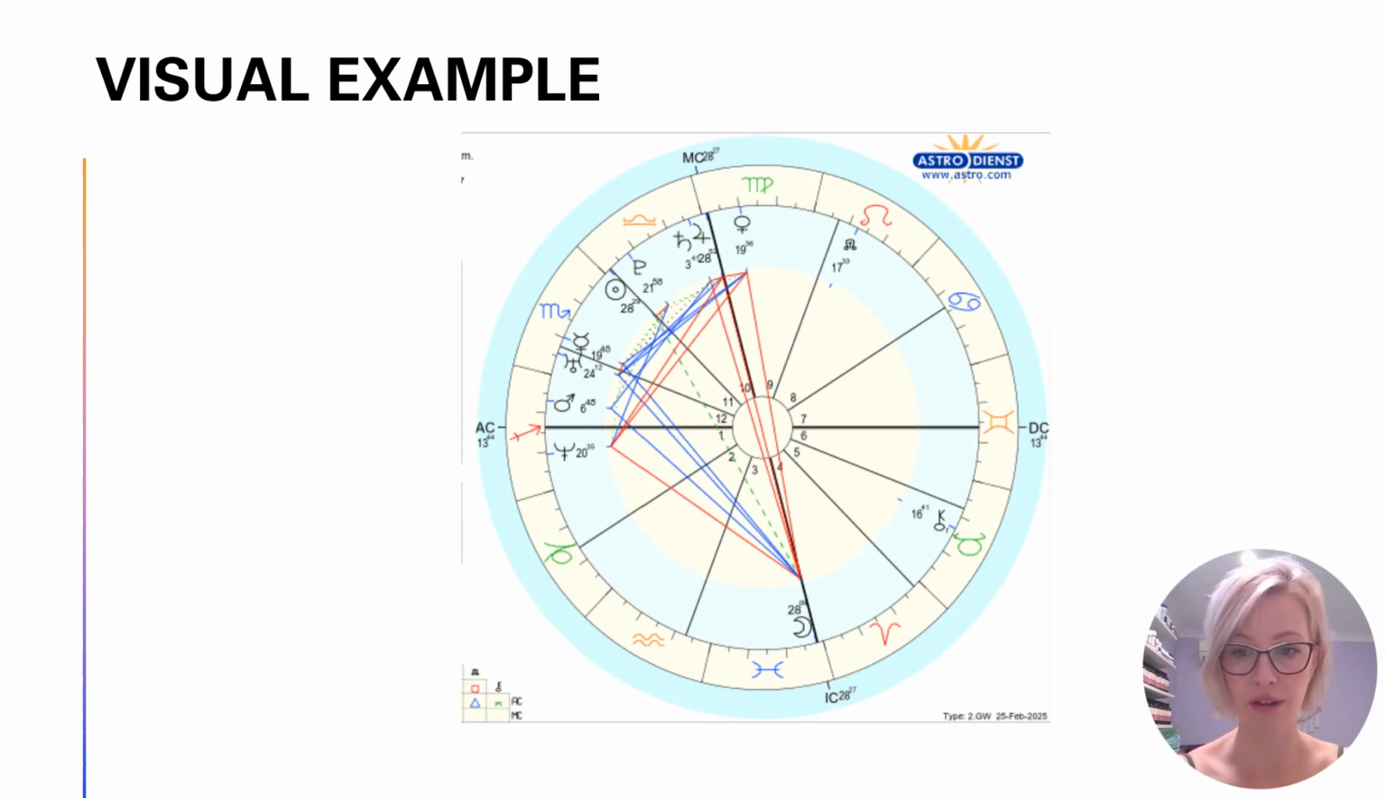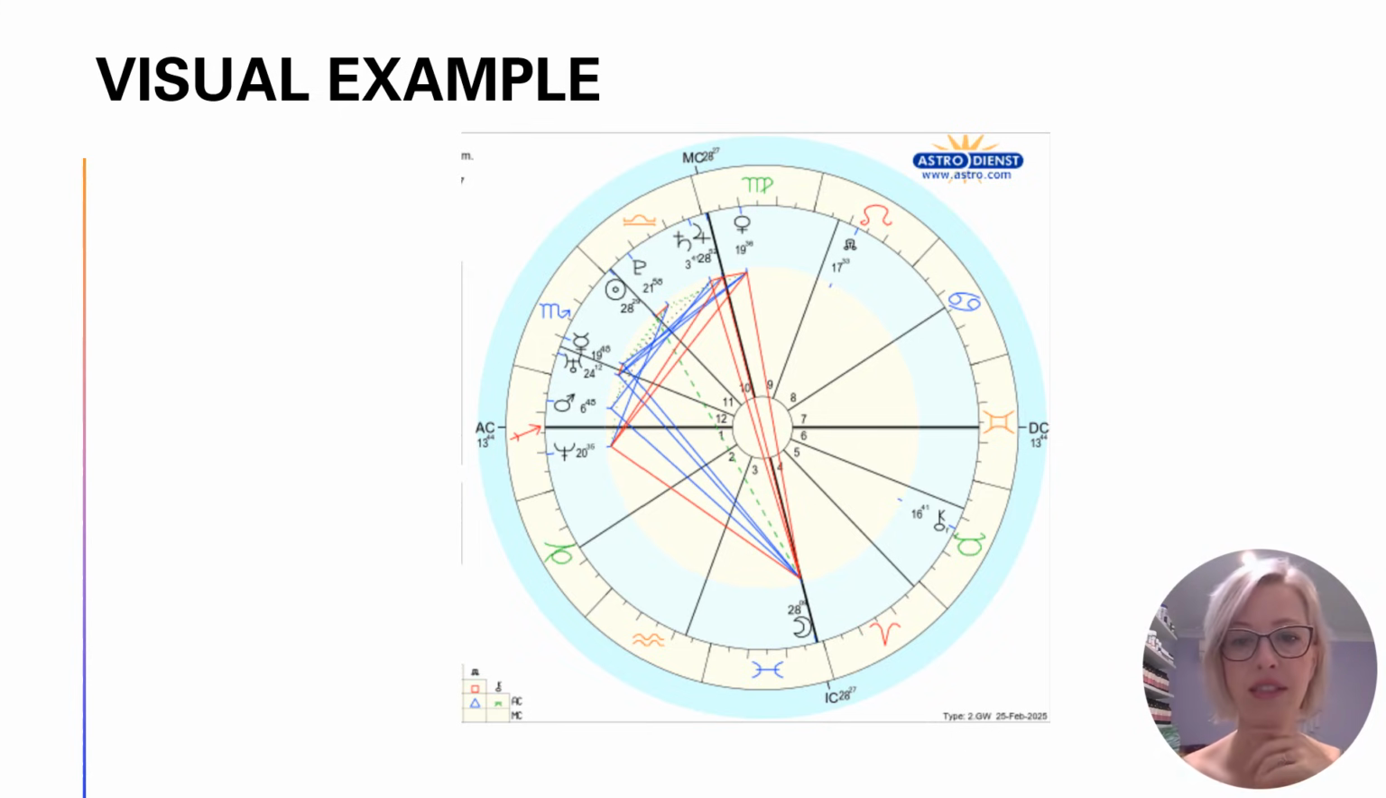So this is a chart in front of us. It's a chart of a very famous person, which we'll look at later at the end when we do case studies. I'm not going to tell you who it is. I just wanted to show you what it looks like and where to look for things.